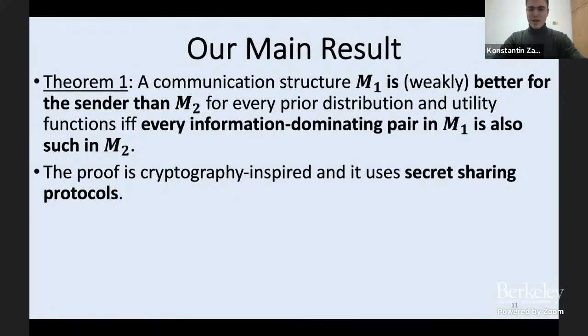Our main result is that a communication structure M1 is better for the sender than another structure M2, regardless of the prior distribution and the utility functions, if and only if every information dominating pair of receivers in M1 is also an information dominating pair of receivers in M2. Intuitively, each information dominating pair of receivers imposes restrictions on how much the sender can miscorrelate the signals intended for different receivers. And it turns out that such restrictions are the only restrictions. And quite surprisingly, the proof is based on secret sharing protocols from cryptography.